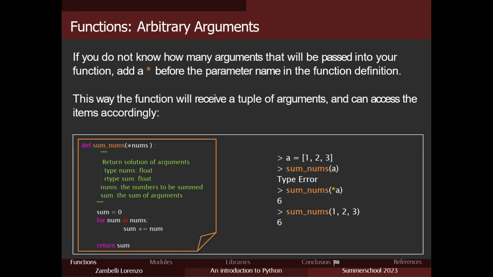We want just to sum up everything. Then we run it in our Python interface. Let's write a equal to 1, 2, 3, our tuple, list, call it whatever. Then let's call the function. We have a type error because you need to specify that it is a tuple, otherwise it will not work.